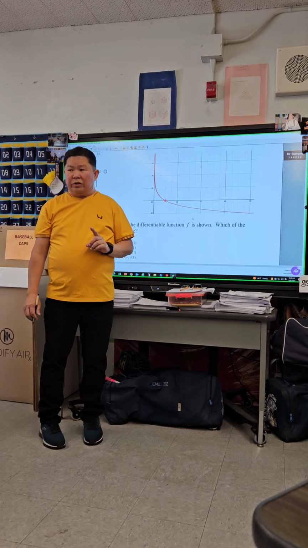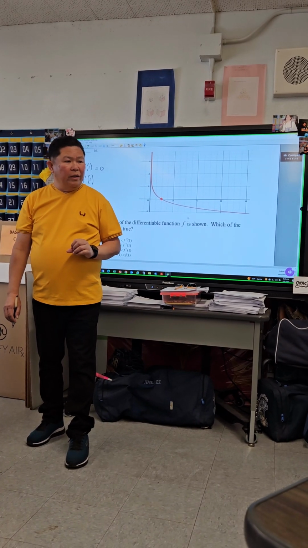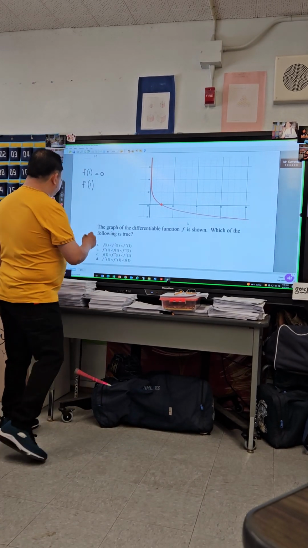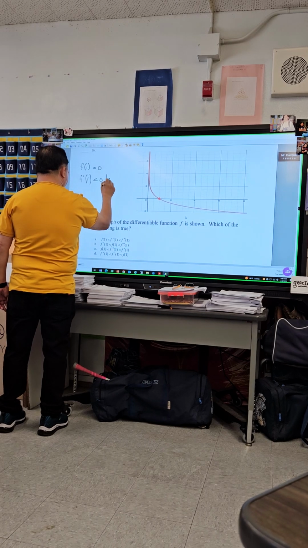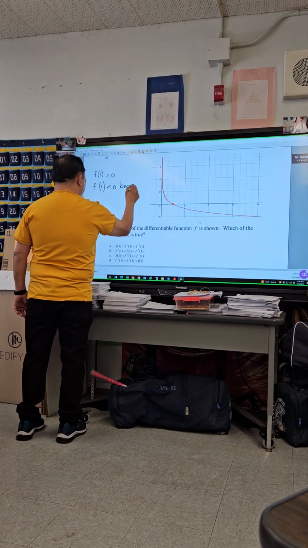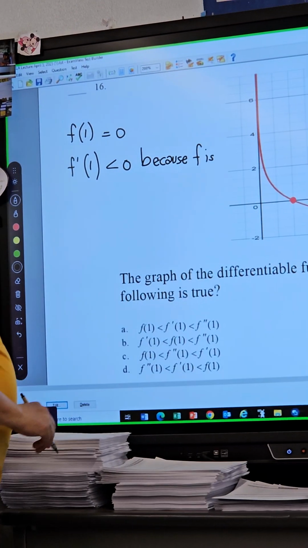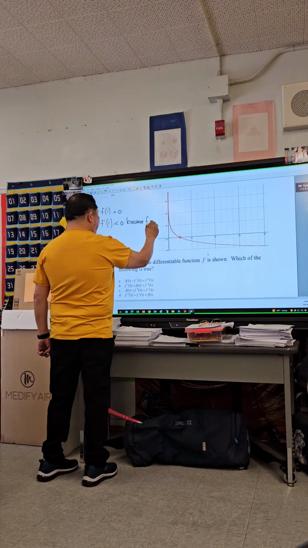Decreasing function. So when we say decreasing function, it is less than 0, right? Less than 0. And what's the reason? Because f is decreasing. You get me? F is decreasing.